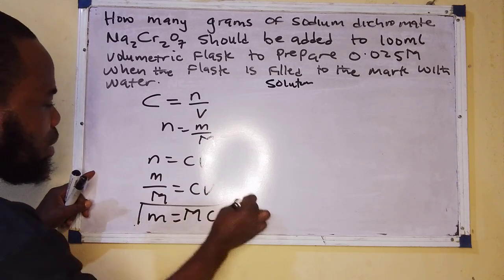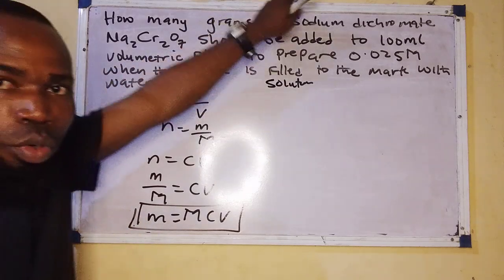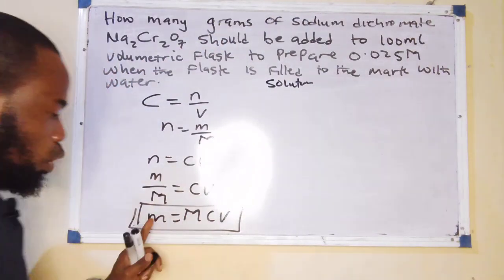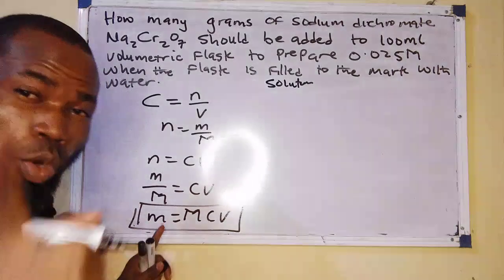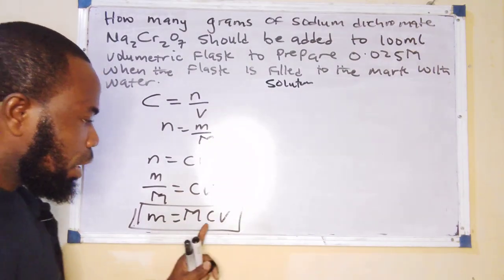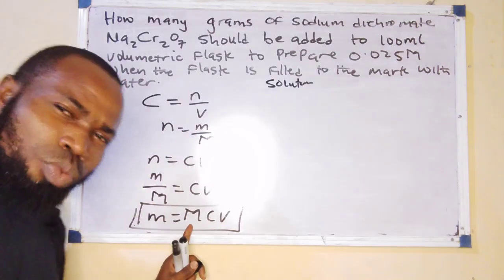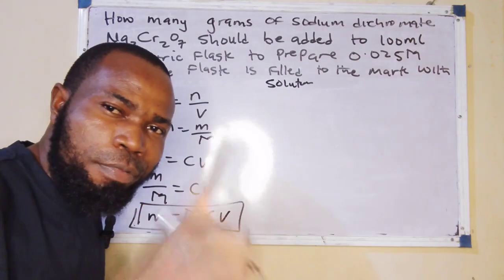M times C times V. Now, if you look at this particular question, I can actually use this formula to get it done. How are we going to do it? Because you are being asked to calculate for mass, they gave us concentration, molarity, and of course, they gave us volume. Now I can actually get the molar mass of the compound.